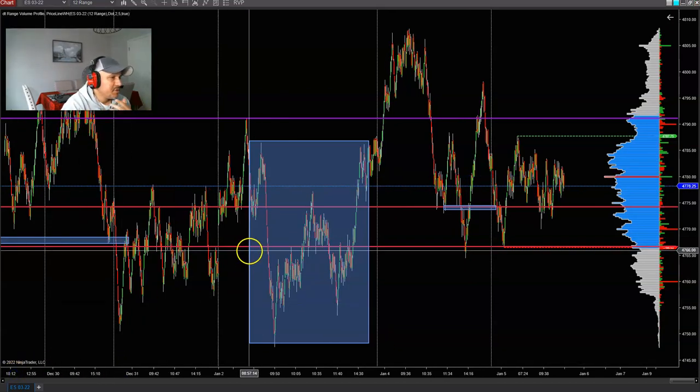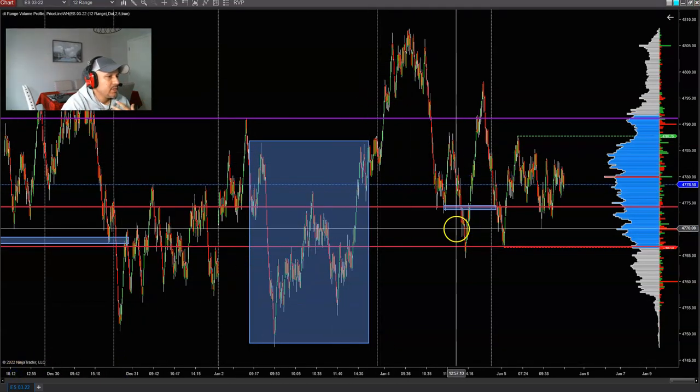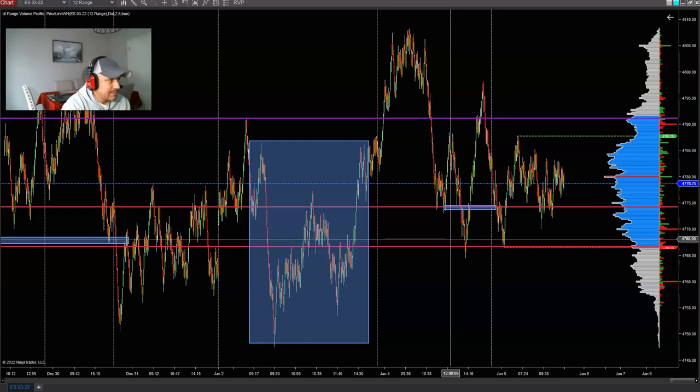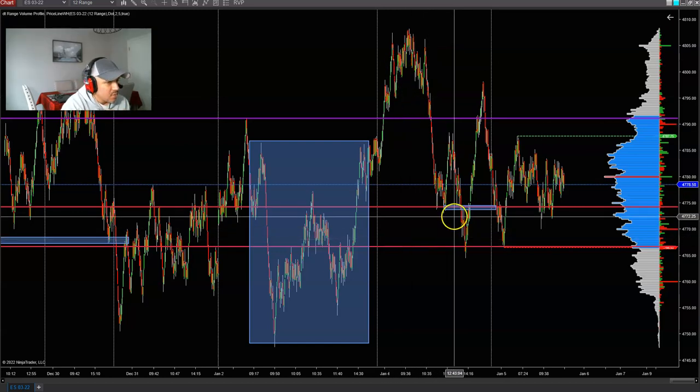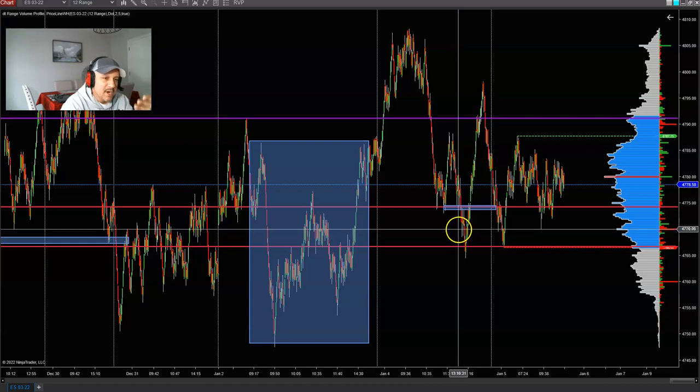So always remember this: your support areas are going to be areas where there were buyers that stepped into the market, pretty much. So when you come back to an area of support, always think support with buyers, buyer support, that type of thing.